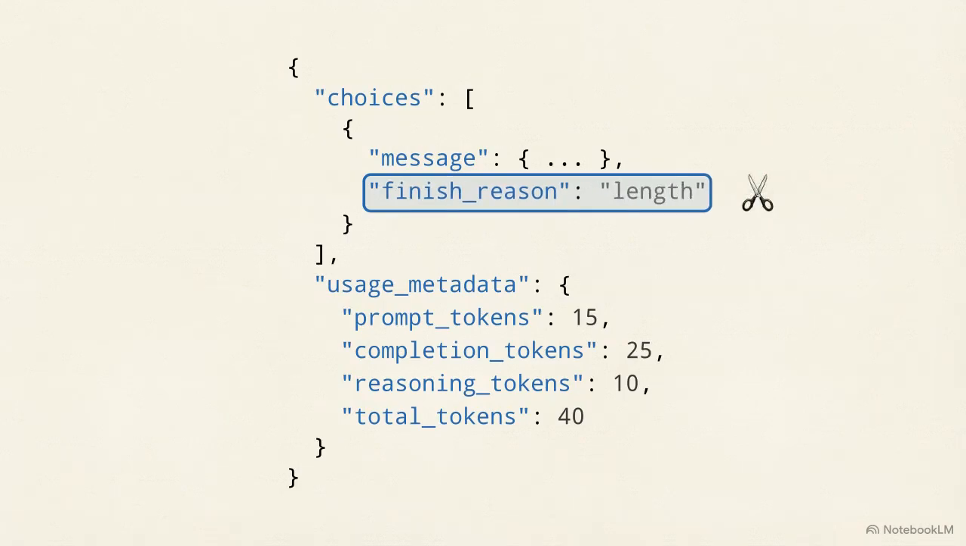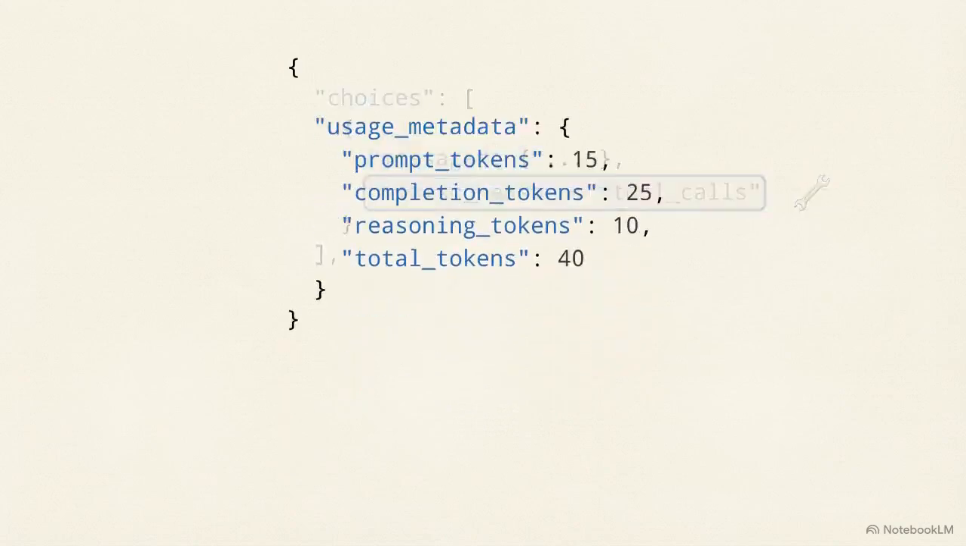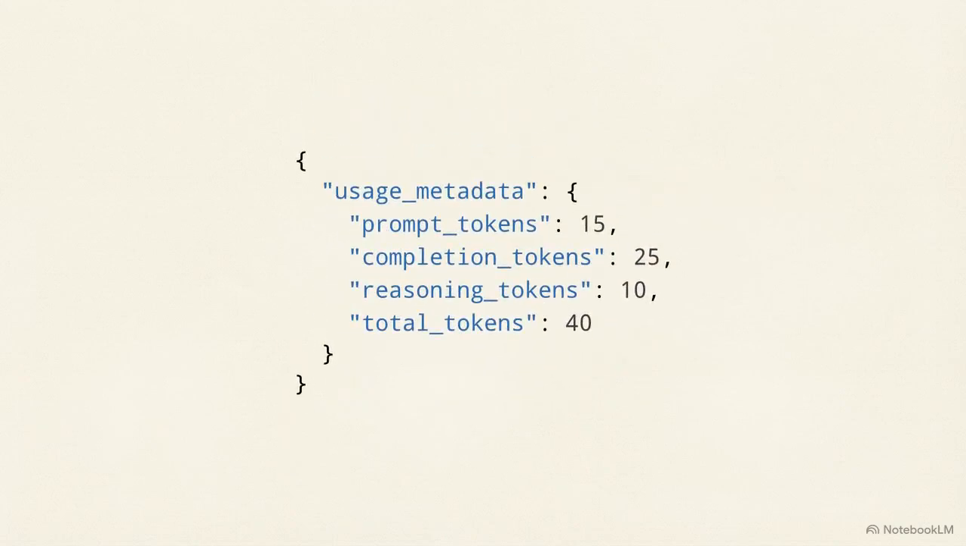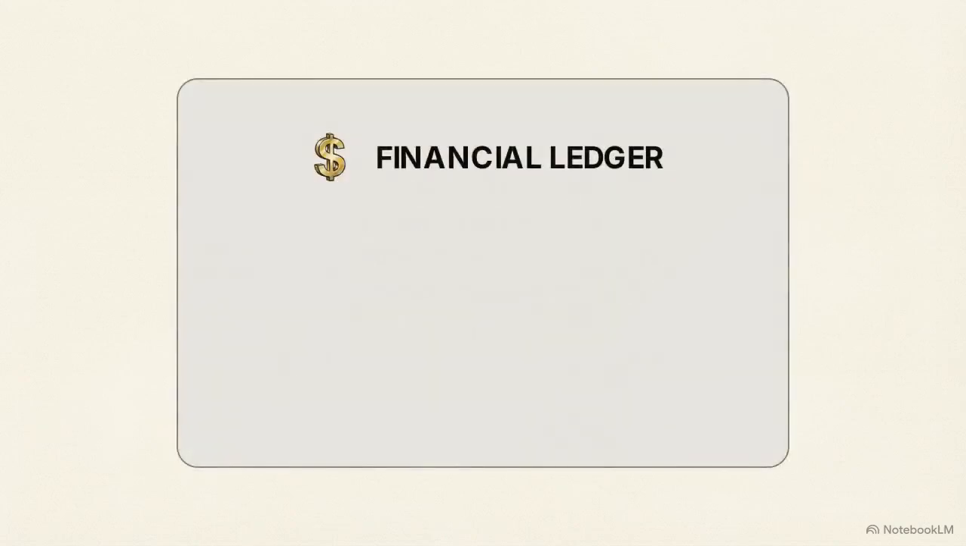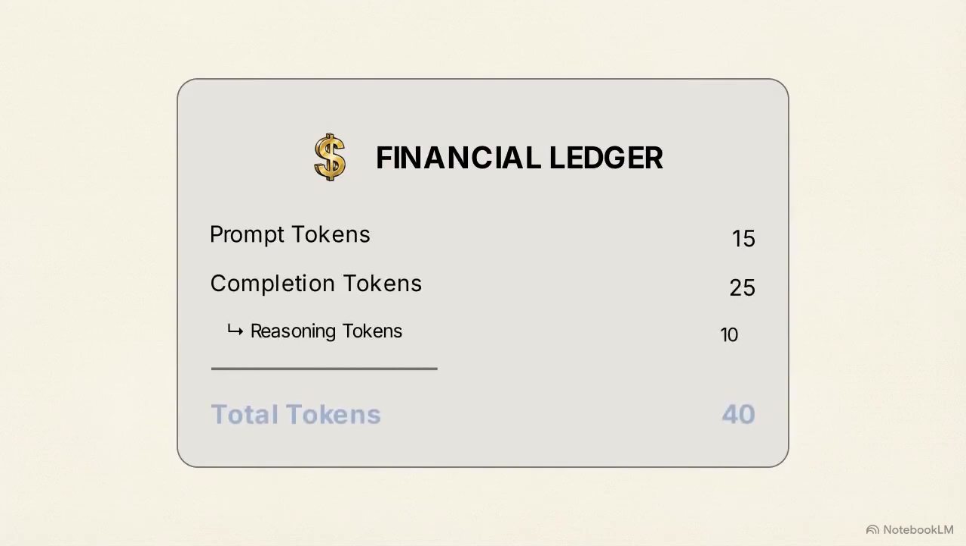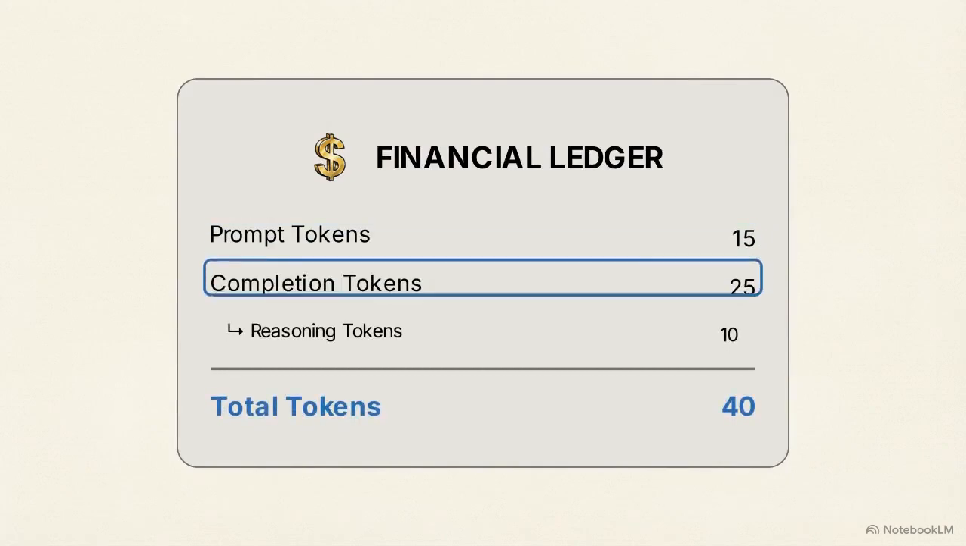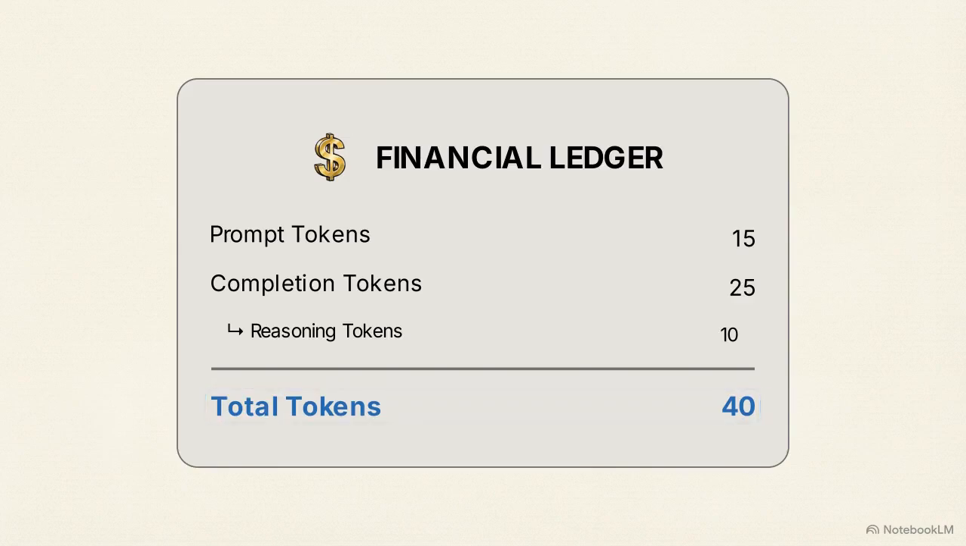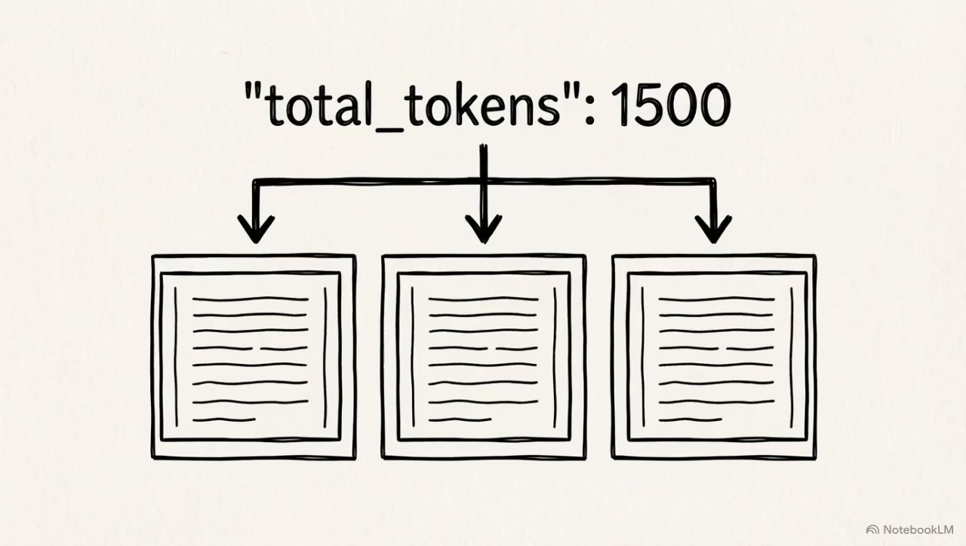A length reason indicates the output was truncated due to a token limit constraint, requiring the system to request a continuation. A tool calls reason dictates that the system must halt text processing to execute an external function and return the results. The response also contains the usage metadata object. This serves as the fundamental ledger for resource management, providing a precise, auditable count of the tokens consumed during the entire request-response cycle. As model architectures have evolved, standard token counts have been subdivided.